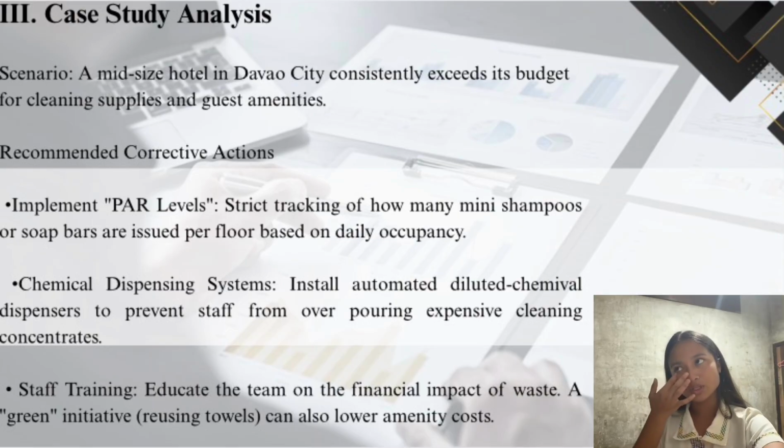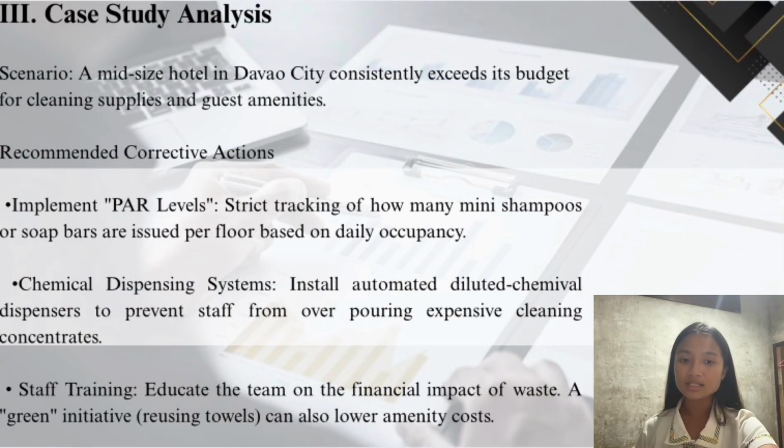So how it works: if there are only 10 guests on the third floor, the staff only takes 10 soaps to that floor, not 50. It helps because it prevents supplies from getting lost, stolen, or wasted in hallways.